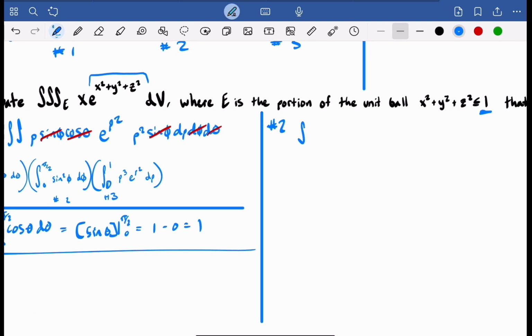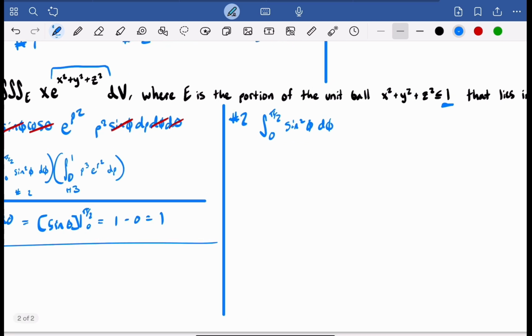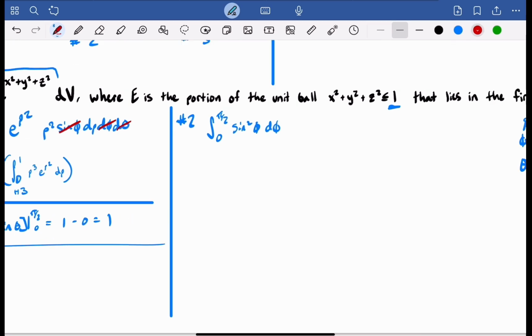Number 2 is going to be the integral from pi over 2 to 0 of sine squared of phi d phi. And we're going to use a trig identity that says that sine squared of theta is going to equal 1 minus cosine 2 theta over 2.